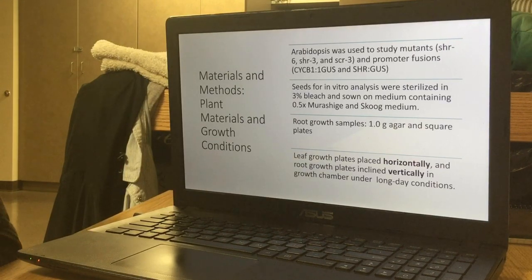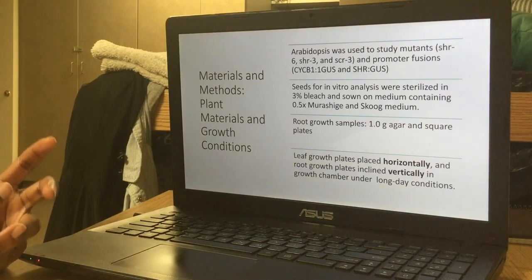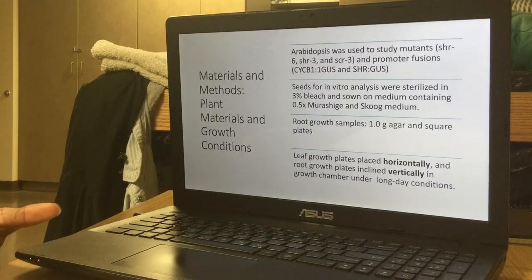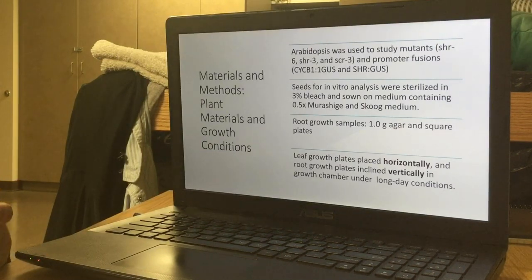And then the seeds, for in vitro analysis, were sterilized in 3% bleach, and then they were sown in a common medium used for plant growth. After that, root growth samples were placed into 1 gram of agar, and they were placed on square plates so that the root growth plates could be placed vertically instead of horizontally, so that the roots would be able to grow vertically. And the horizontal plates were the leaf growth plates.